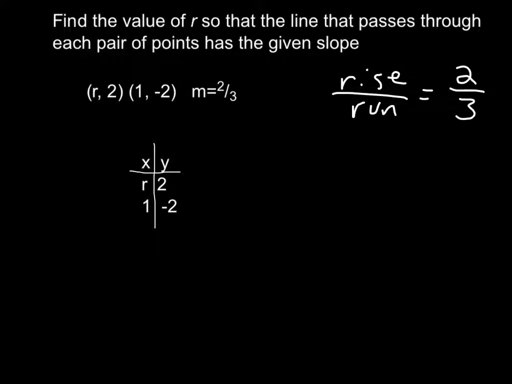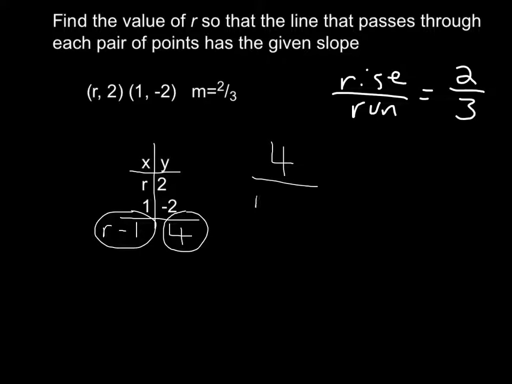Well, as you guys know, I like to put it in table form. So I have my first point, r, 2, my second point, 1, -2. I take 2 minus -2, it's going to give me 4. R minus 1, I can only write that down, I can't do much with it. But my rise over my run is my difference in y's divided by my difference in x's. My difference in y's is 4. My difference in x's is r minus 1. And I know that that equals 2/3.